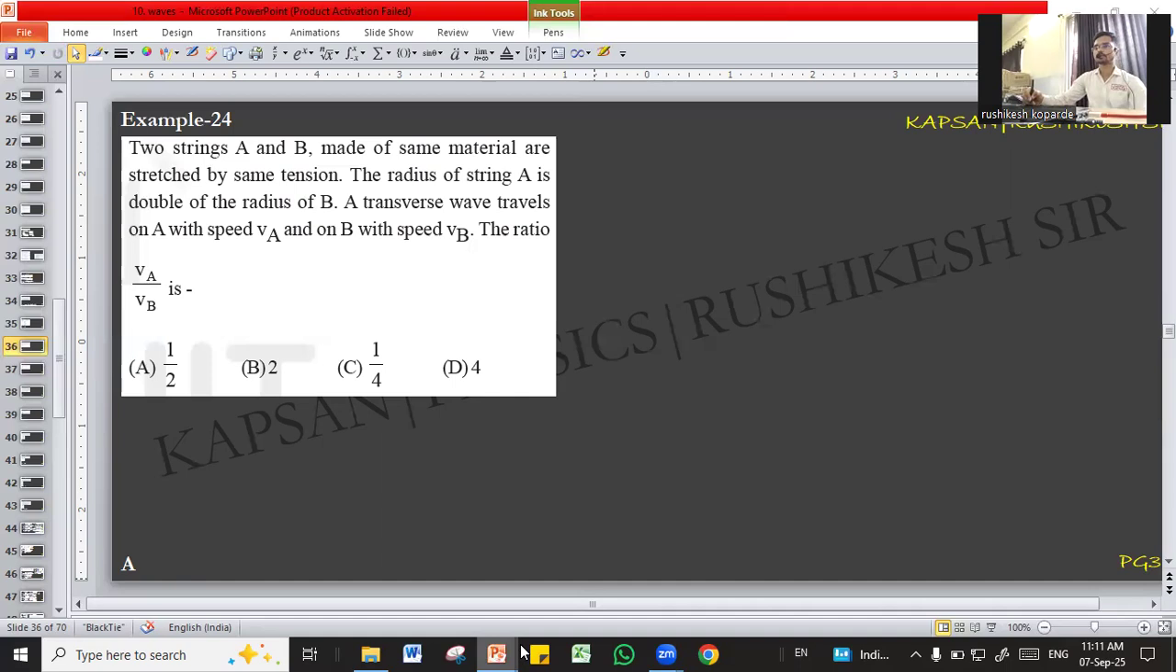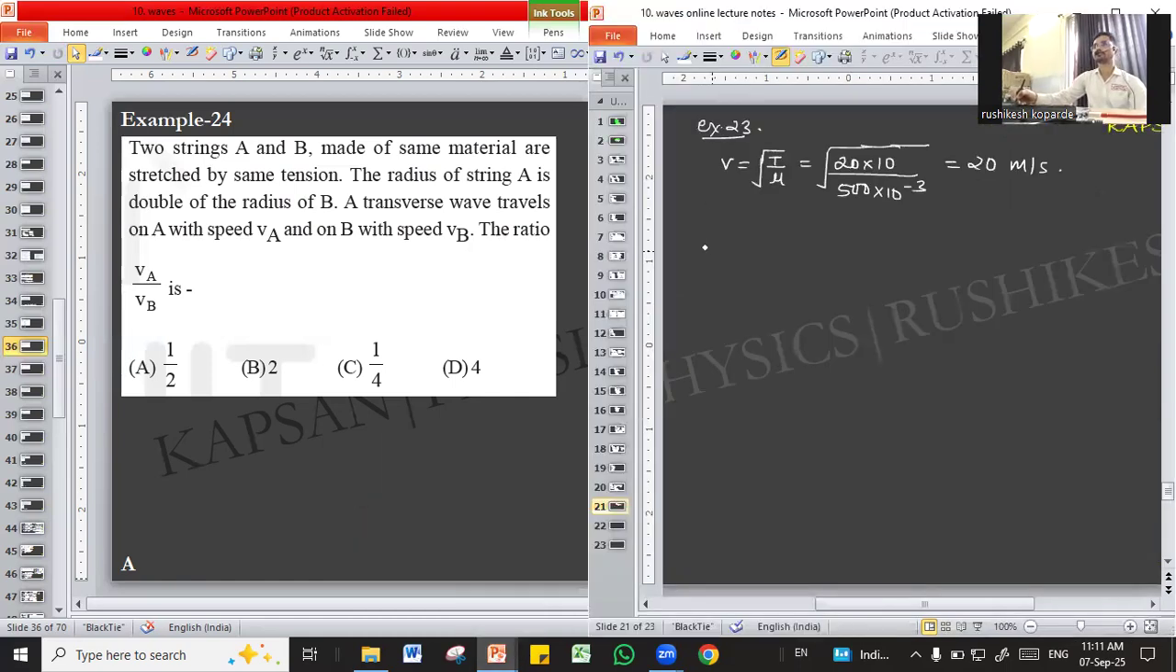How will you solve this? Two strings A and B made up of same material. What is the meaning of same material? In this question, what is the meaning of same material? What will be same? Same material means what will be same? Which physical quantity will be same for these two?